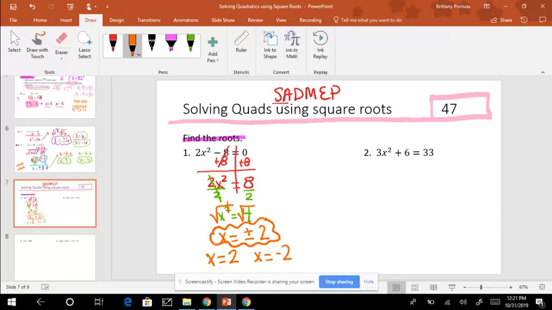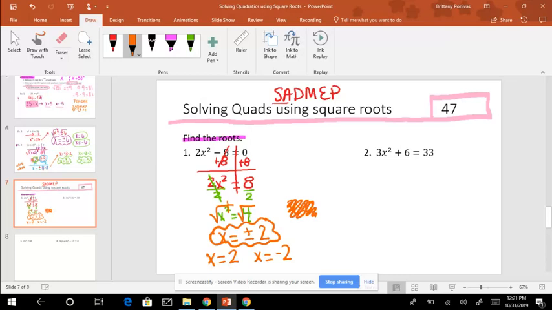On a quiz or a test, if you only write x equals 2, you are wrong. It has to have a plus minus, or your answer is incorrect. You can write the 2 separate answers out, but somewhere along the line, you need to show that you have a positive 2 and a negative 2.